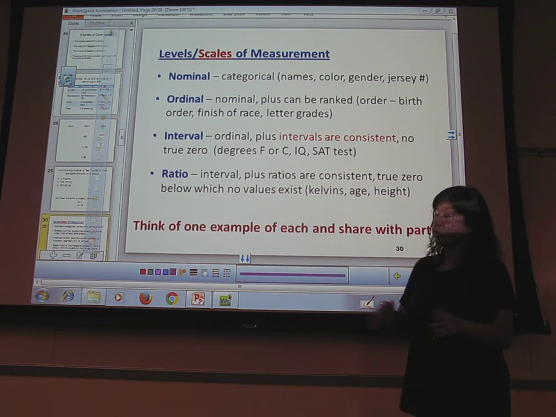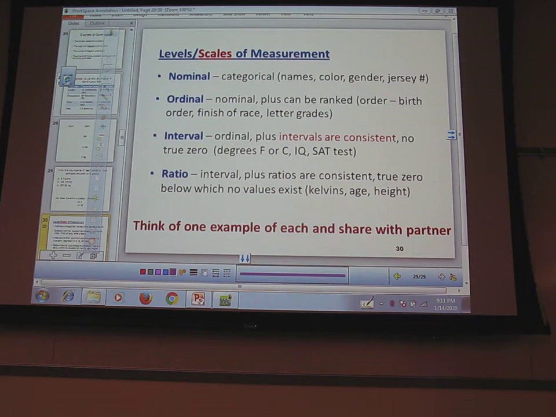Interval is when the intervals are consistent. So, for example, degrees Fahrenheit, that's a good one. The difference between 10 degrees and 20 degrees Fahrenheit, that heat difference, that energy difference, is the same amount of energy as between 60 and 70 degrees Fahrenheit. It's the same amount of energy you have to put in to raise that water 10 degrees. So it's the same.